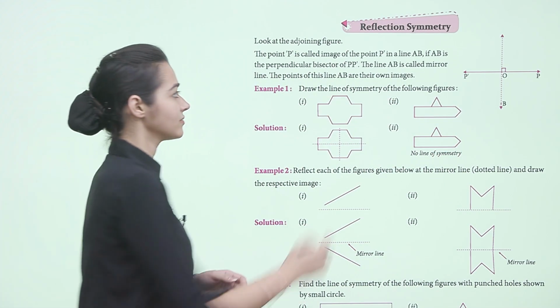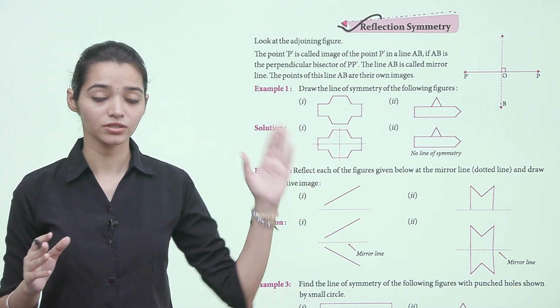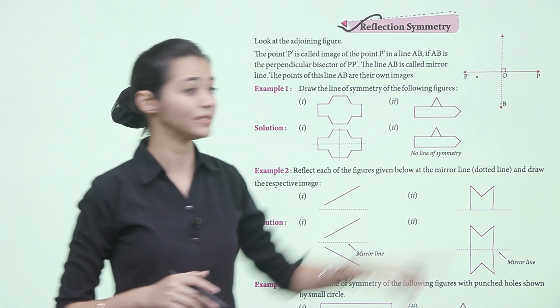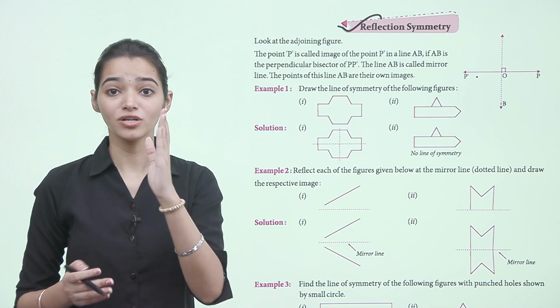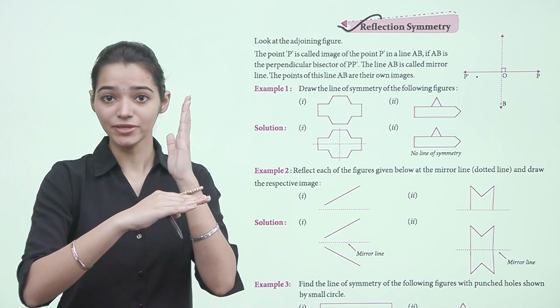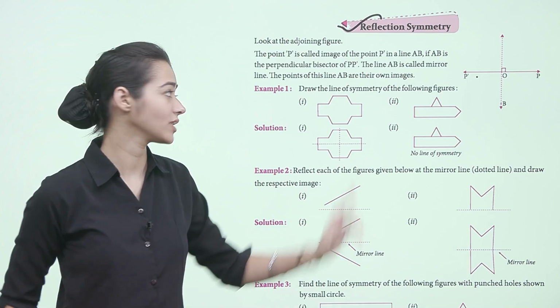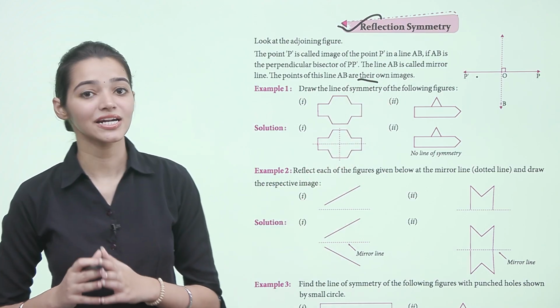Next is our reflection symmetry. Look at the adjoining figure. The point P dash is the image of the point P in the line AB. If AB is the perpendicular bisector of PP dash, then AB is the mirror line, and the points on the line AB are their own images. Now let's start with our examples to understand it better.